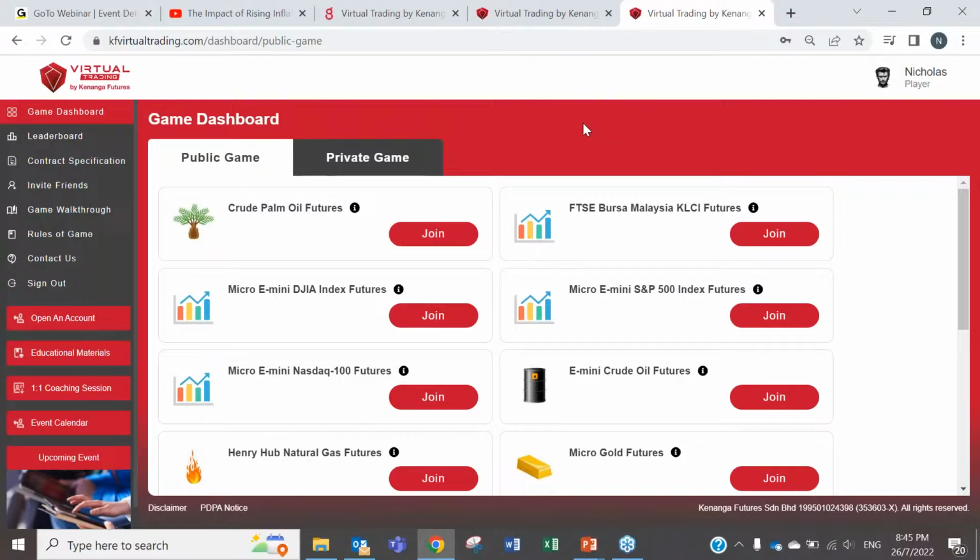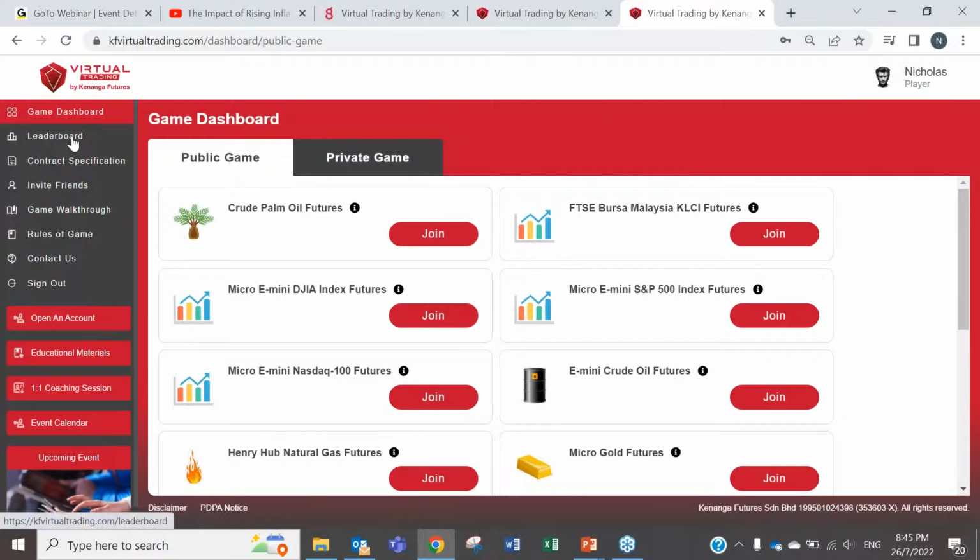So let me go through with you what this game is all about. This is a virtual trading game, so all cash or capital committed in this game is virtual. On your left, you can see there is a game dashboard over here. There is a public game. There is also a private game. Public game, you can play as many times as you want. Private game is specialized for some special occasion or special session only. I will go through each of these with you later.